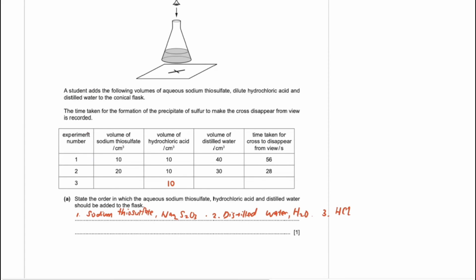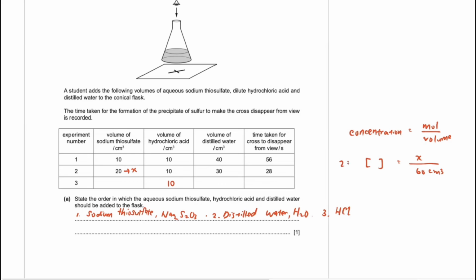Let's see how to double the concentration. So you see, concentration equal to mole over volume. Mole over volume. At experiment 2, how many mole? We don't know. Let's say I just call it x. But volume, we know. Volume is 20 plus 10 plus 30. So the volume is 60 cm³.